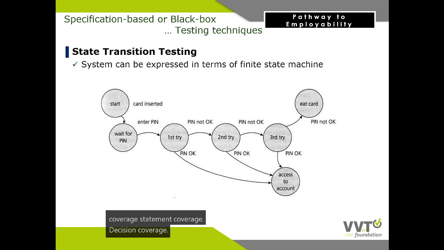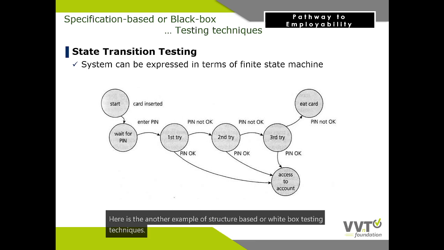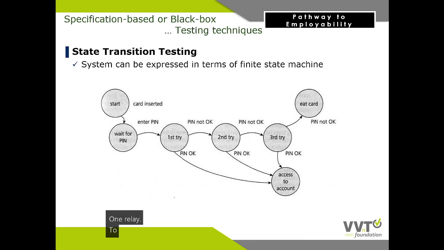Here is another example of structure-based or white box testing techniques. 1. Read A. 2. Read B. 3. C equals A plus 2 asterisk B. 4. If C is greater than 50 then. 5. Print large C. 6. End if.